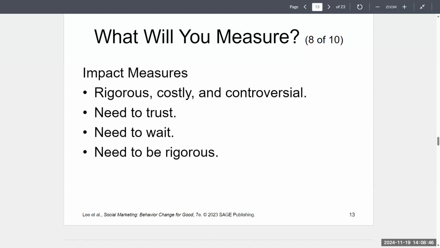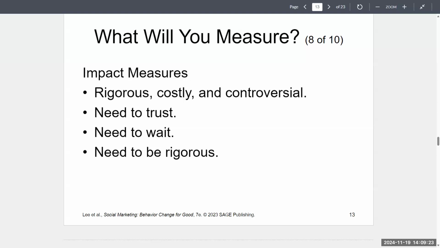All right. So some of the problems is that there is a higher level of rigor because you're trying to establish causality. Did your campaign directly lead to the change you're observing? This involves complex methodology like randomized control trials or longitudinal studies, which can be time-consuming and expensive. They do this a lot in medication. Impact measure can also spark controversy, especially when the stakeholders have different views on what success looks like.